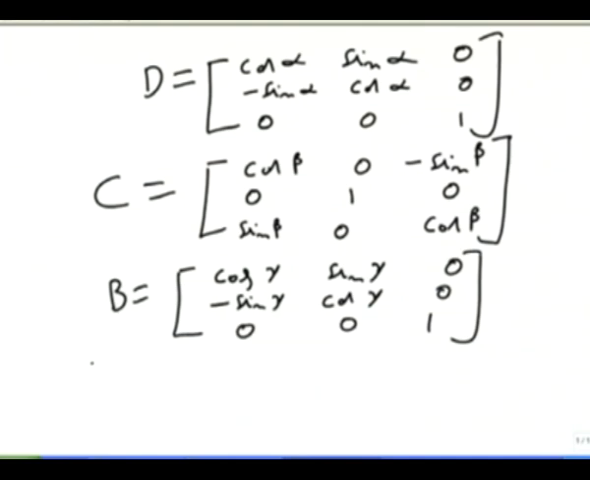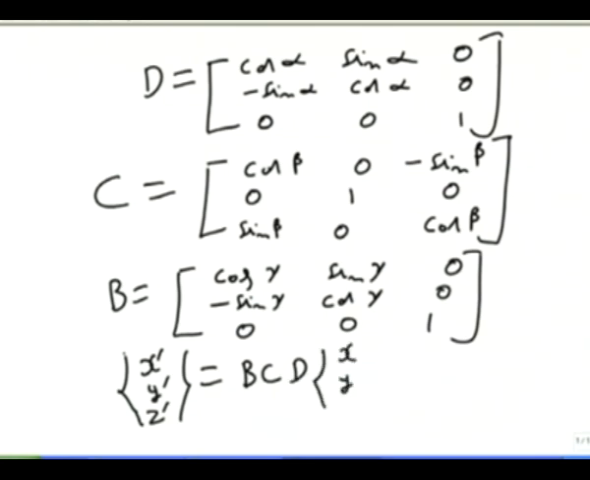If we denote the old axis system by x, y, z and the new by x prime, y prime, z prime, then you have this equation: x prime, y prime, z prime equals BCD times x, y, z. So this is the thing. Like that we can find the relations, so we get the coordinate systems relating one axis system with the other. This way it can be done.